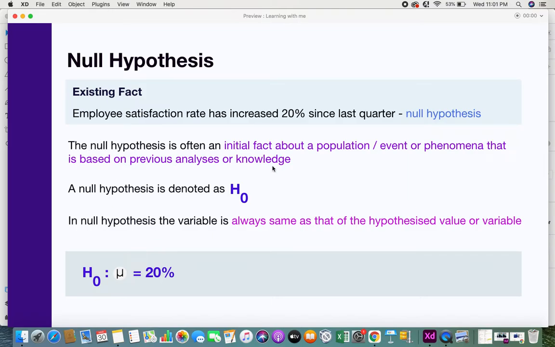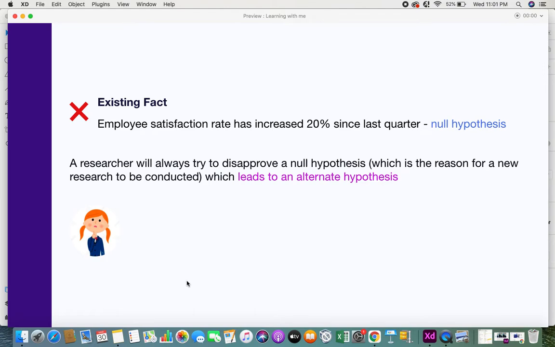Because there is no difference from the hypothesized value, that's why they say H0 is equal to the value that was specified, which is 20%. So this is how you denote a hypothesis. So here, the employee satisfaction rate increased by 20% since the last quarter is the null hypothesis.